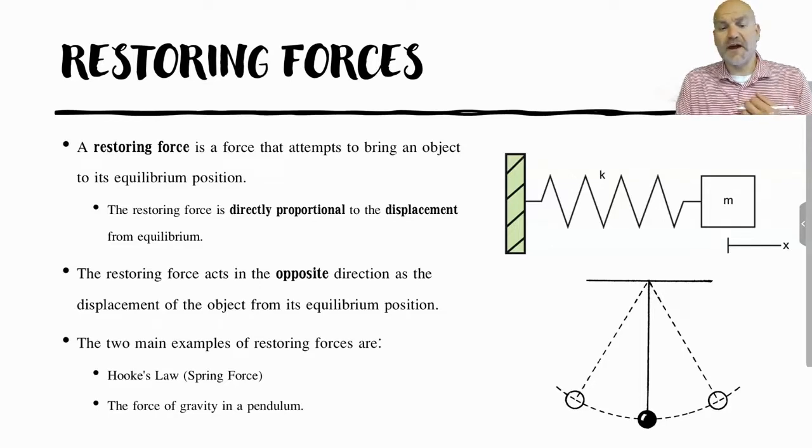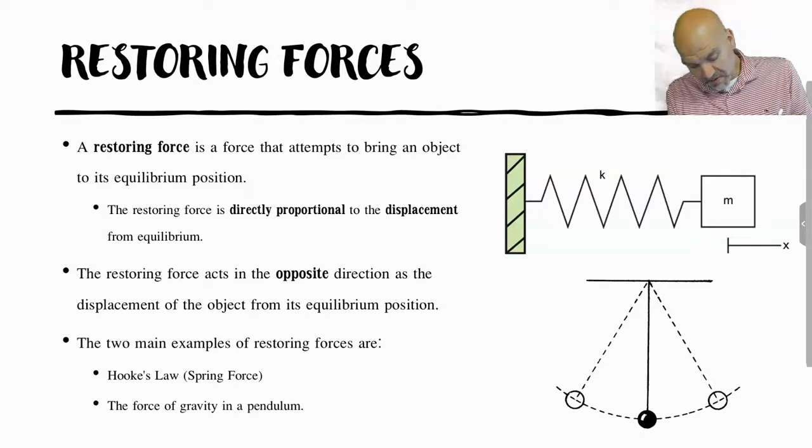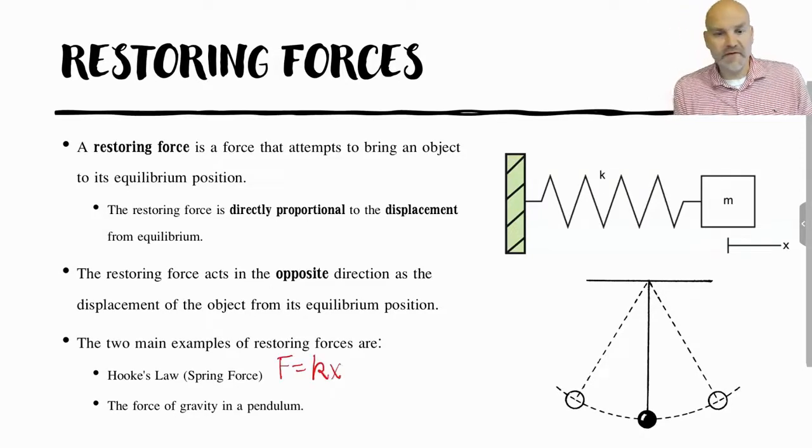Now, the two examples for restoring forces in this unit are going to be Hooke's law and the force of gravity with a pendulum, okay? So remember, Hooke's law is F equals kx, so spring constant times x.